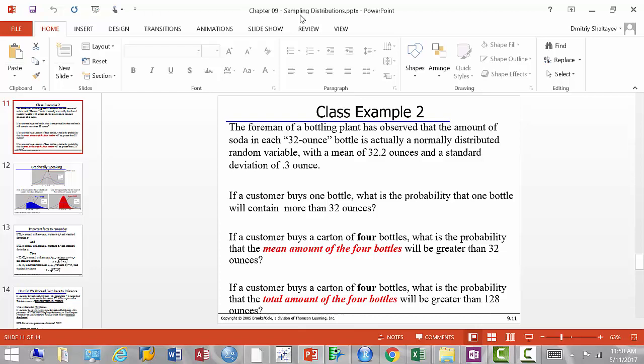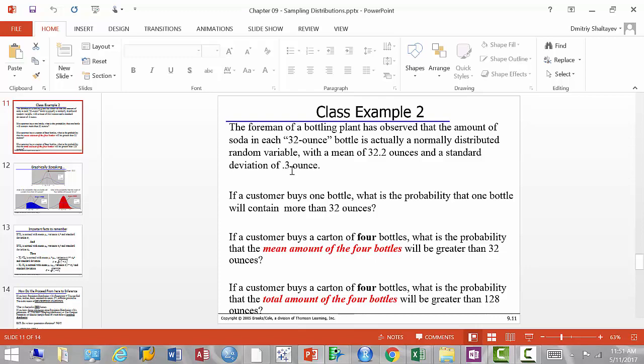We can't create exactly 2 similar cans of cat food. We can't fill up every bottle with exactly the same amount of Coke or Pepsi, okay? There is always variability. We can try to minimize it, to improve the process, to buy better, more precise equipment, etc., okay? But variability is always there. So the foreman of the bottling plant observed that what they put in a 32-ounce bottle is normally distributed, right? The amount of soda that we put in every bottle. The average that he calculated was 32.2 ounces and a standard deviation of 0.3.